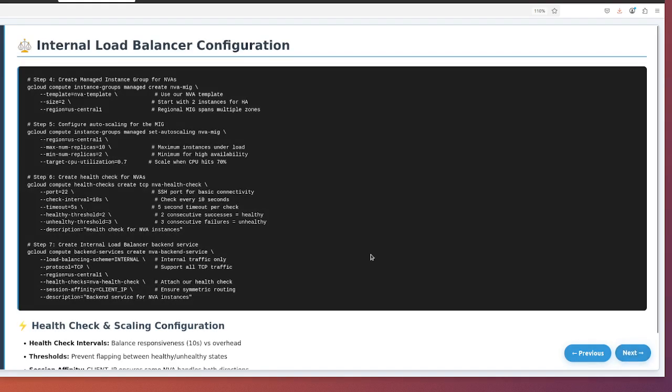Internal Load Balancer Configuration Deep Dive. The internal load balancer configuration is the heart of a scalable NVA deployment. Let me explain each component and why it's configured this way.